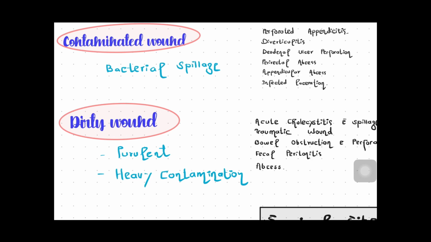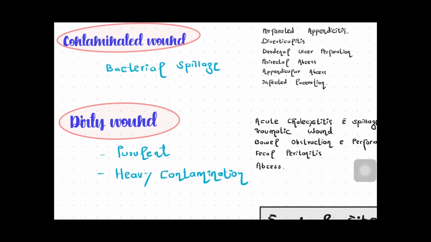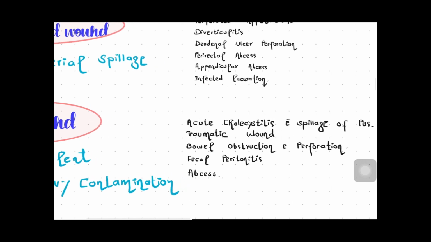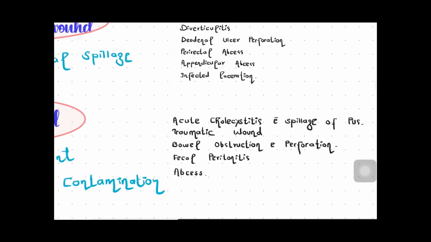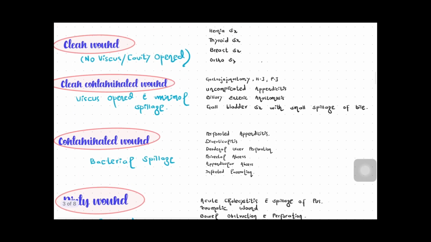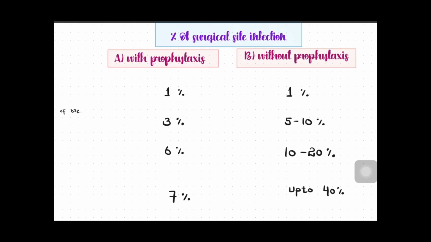The fourth wound is the dirty wound. Dirty wound is that wound in which there is purulent heavy contamination. Okay, so the examples of dirty wound are acute cholecystitis with spillage of pus, a traumatic wound, and a bowel obstruction with perforation, fecal peritonitis, and an abscess. These are all the examples of dirty wound.